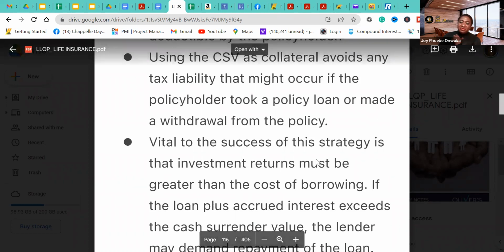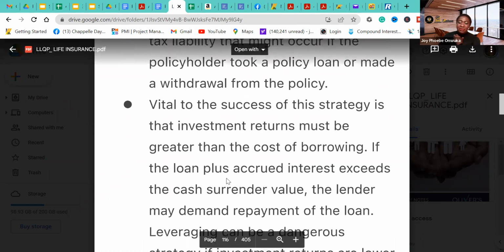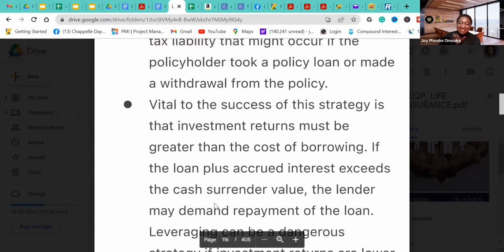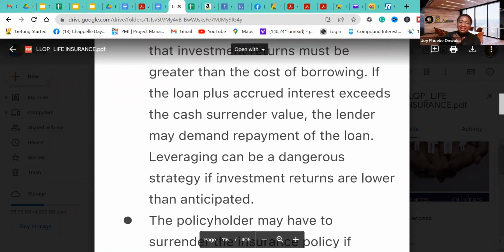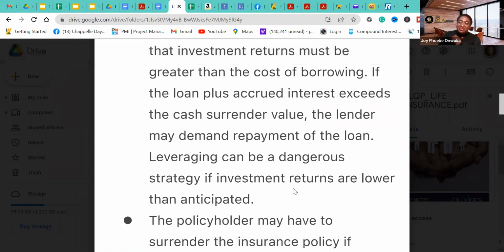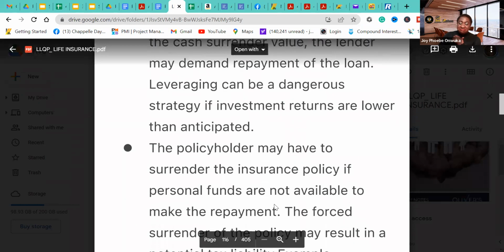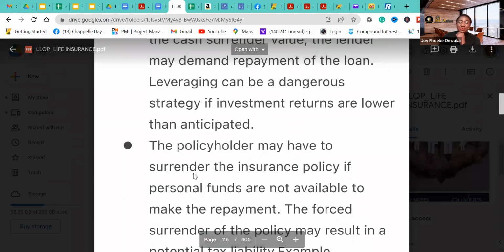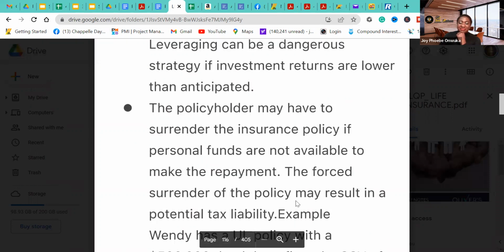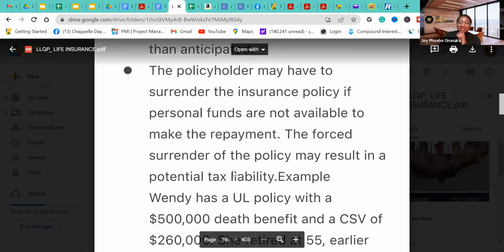Vital to the success of this strategy is that investment returns must be greater than the cost of borrowing. Exactly my point earlier. If the loan plus accrued interest exceed the cash surrender value, then the lender may demand repayment of the loan. Leveraging can be a dangerous strategy if investment returns are lower than anticipated. The policyholder may have to surrender the insurance policy if the personal funds are not available to make the repayments. The forced surrender of the policy may result in a potential tax liability.